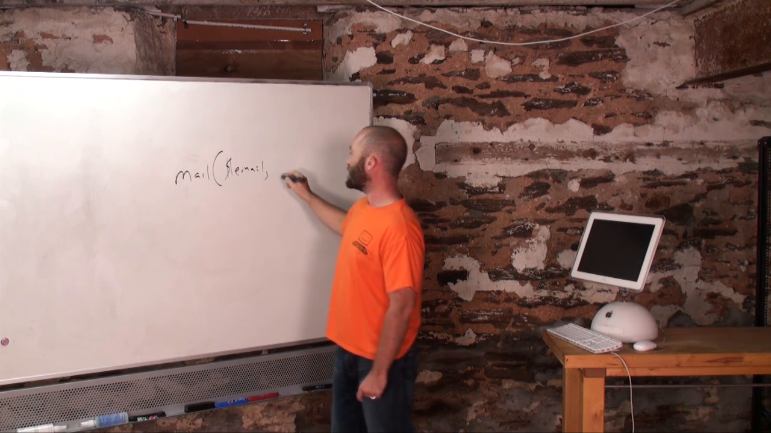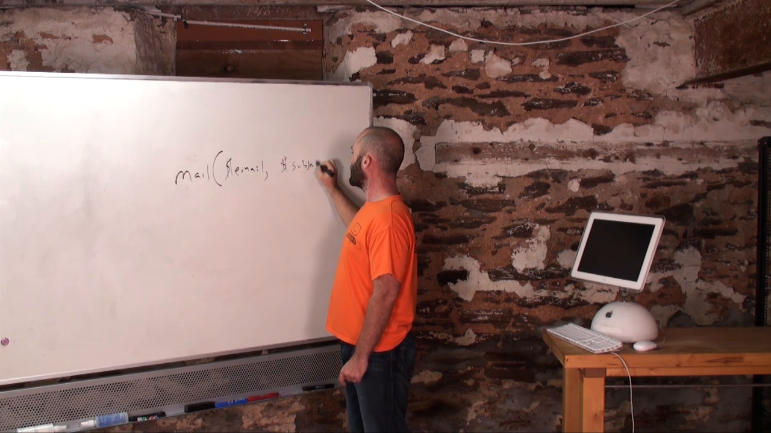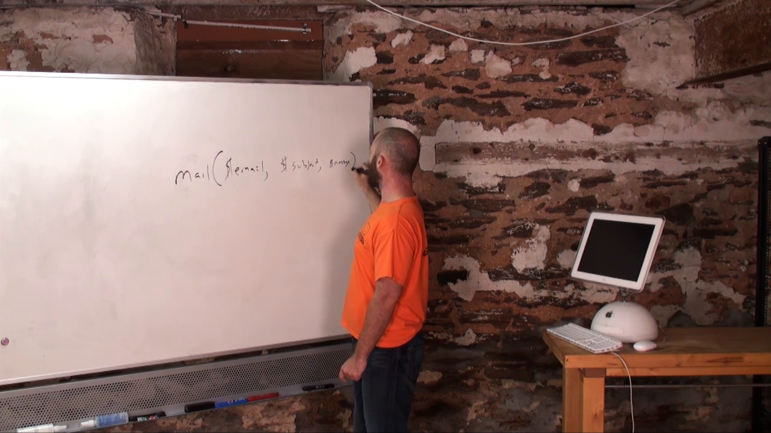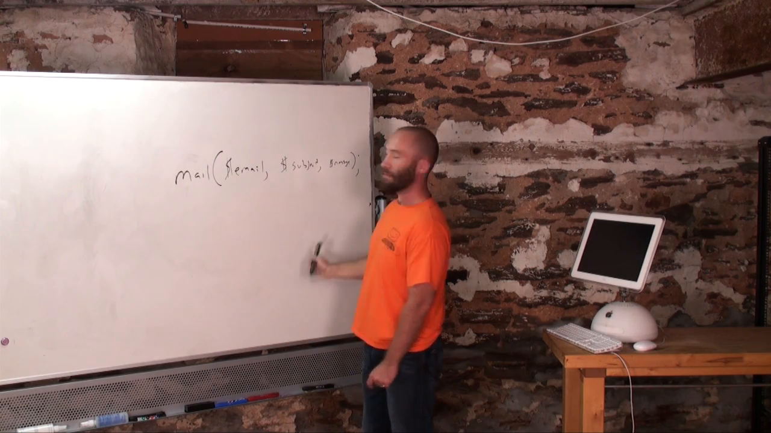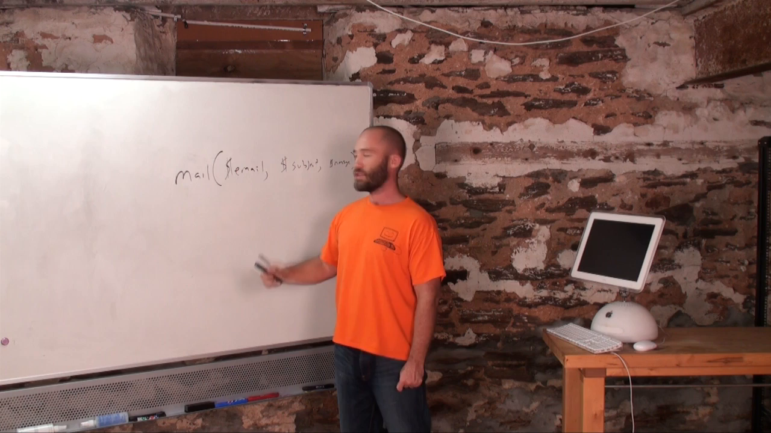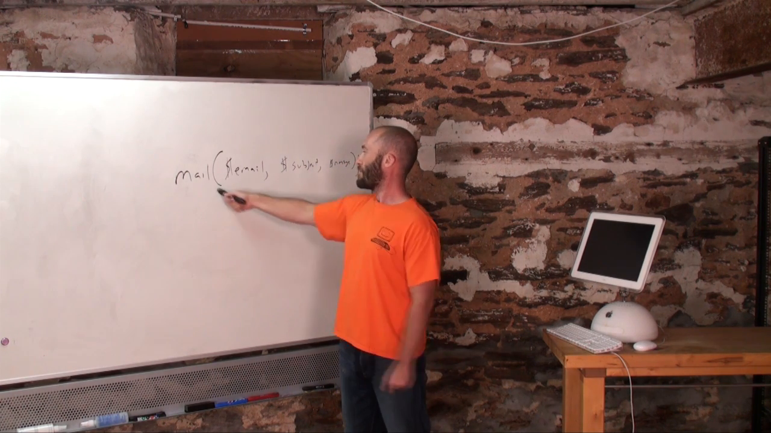Then you do comma, space. Then you're going to give it the subject, comma, space, and then you're going to give it the message. And then you close a parentheses, and of course you do a semicolon. This is the simplest way of using the mail function. So you just call the mail function and then you give it the parameters.